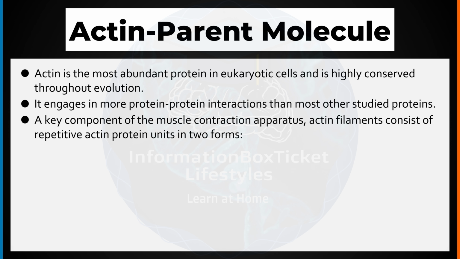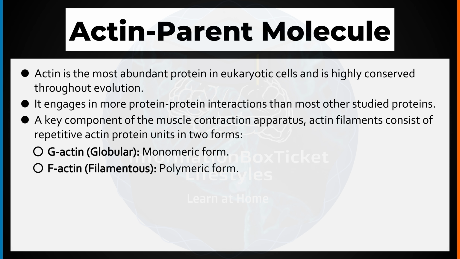A key component of the muscle contraction apparatus, actin filaments consist of repetitive actin protein units in 2 forms: G-actin, the globular, monomeric form; and F-actin, the filamentous, polymeric form.